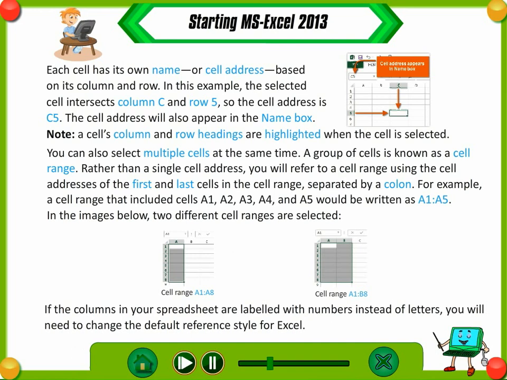For example, a cell range that includes cells A1, A2, A3, A4 and A5 would be written as A1 colon A5. In the images below, two different cell ranges are selected: cell range A1 colon A8, cell range A1 colon B8. If the columns in your spreadsheet are labeled with numbers instead of letters, you will need to change the default reference style for Excel.